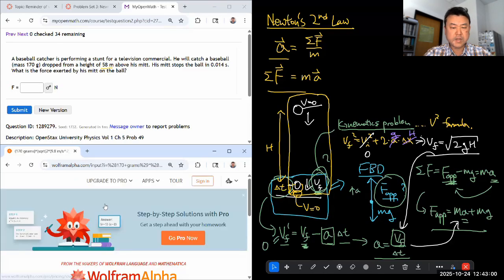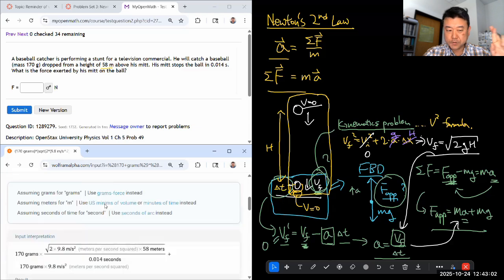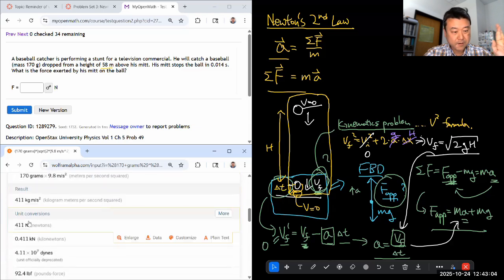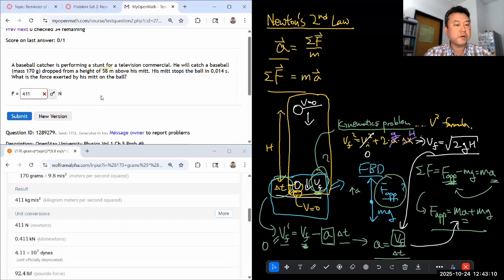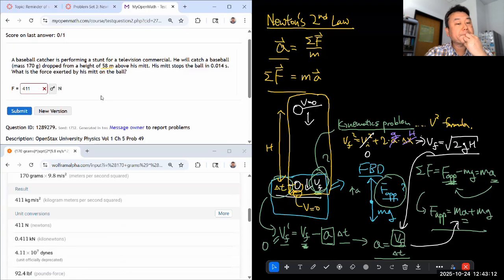So that should give me something in newtons. Hopefully, if it doesn't, I made a mistake. 411 newtons. Seems pretty high, but that's probably right. It says it's wrong. Now, I'm 100% sure that is correct. But I can imagine someone making a programming error.